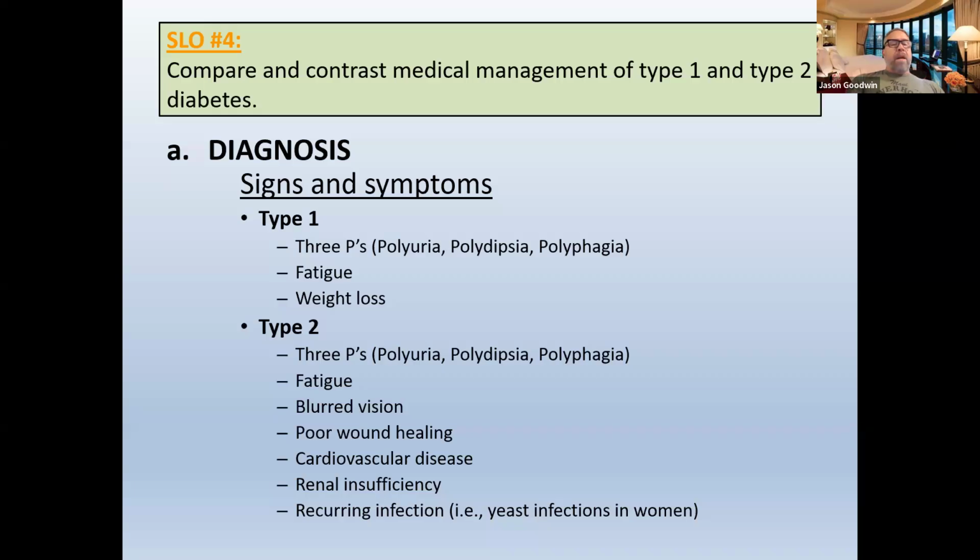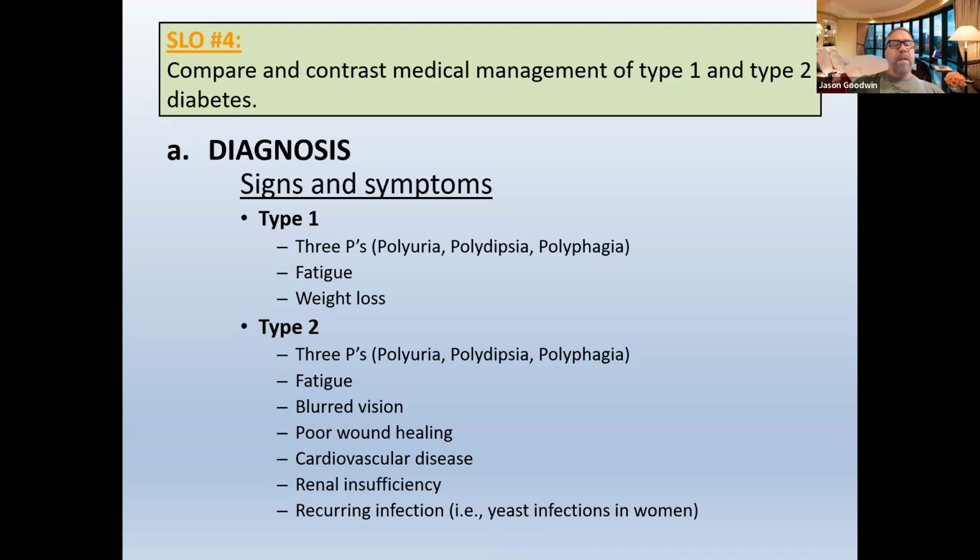Okay, so the one thing about type 1, you're gonna be losing weight and you're gonna have fatigue. Usually these are people who are actually very thin and they tell you they have diabetes, and if you don't know the difference between the two, you're thinking, well, gosh, you don't seem to be overweight. That's really strange. That's because it's a different type of situation.